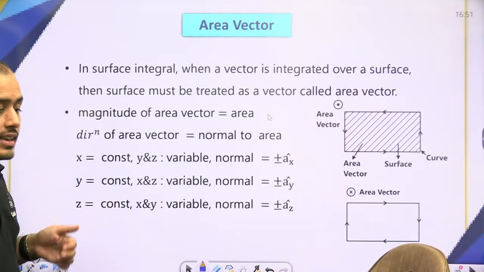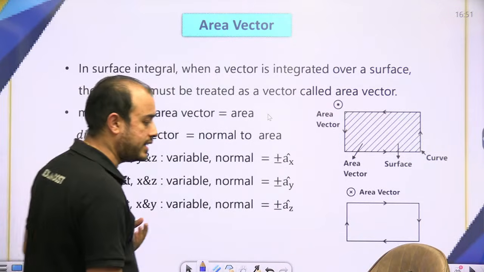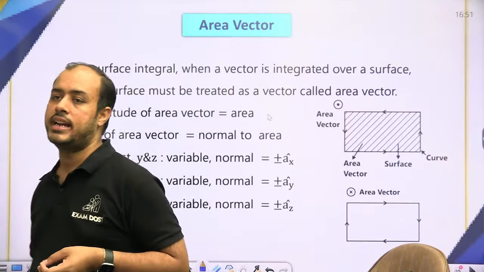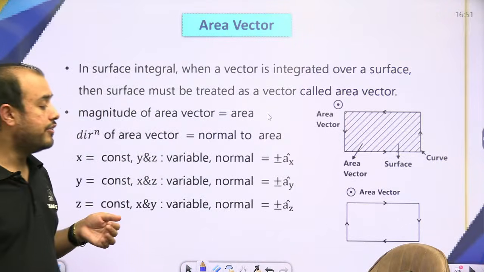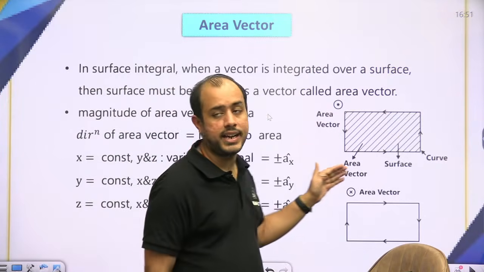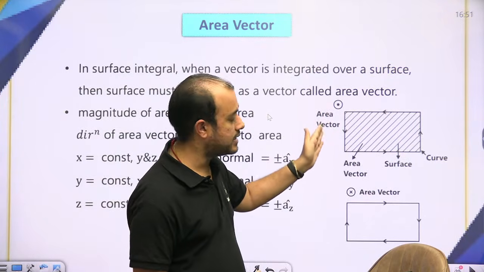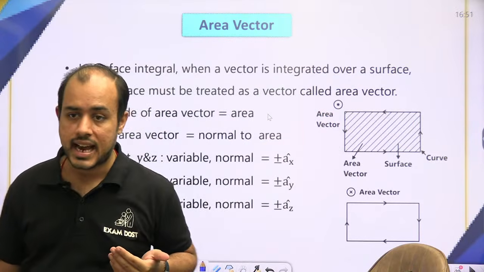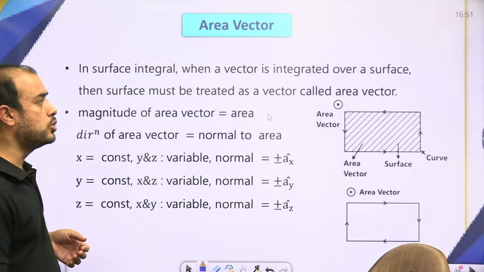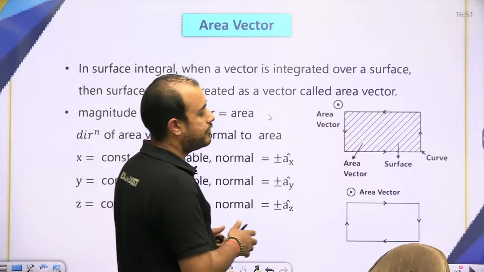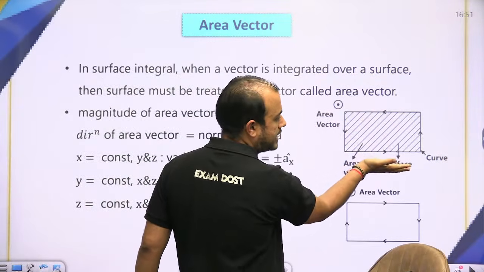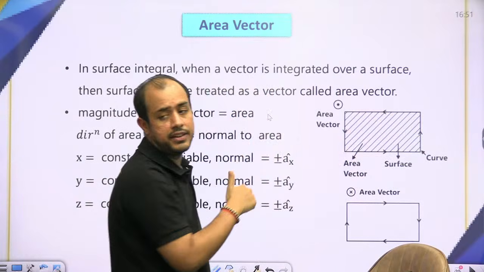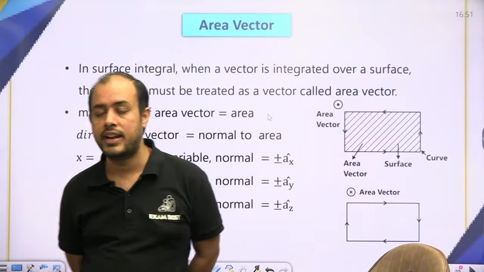Next is the area vector. When you have a vector whose magnitude is equal to area and the direction is perpendicular to area, it is known as area vector. Whenever the area is oriented, that is the border of the surface has arrows, has a particular direction, then how to compute the direction of area vector? We curl the fingers of right hand in the direction of the curve. The thumb will give us the direction of area vector.